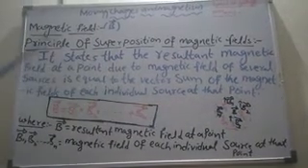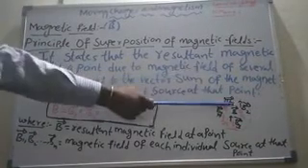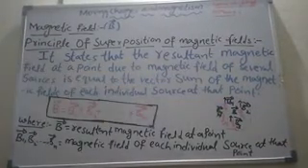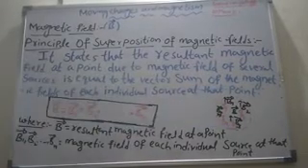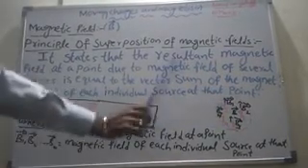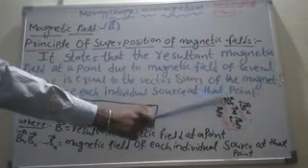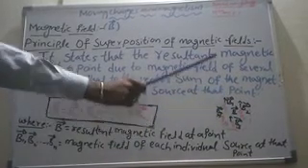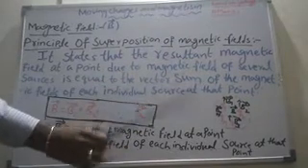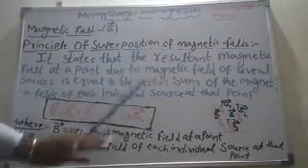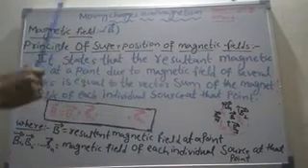Now, instead of electric field, consider magnetic field. In this system there are n number of charges. These n charges are not at rest, they are in motion. Q1 charge is moving with some velocity V1, Q2 charge is moving with velocity V2, Q3 charge is moving with velocity V3, and Qn charge is moving with velocity Vn. That means the charges are in motion.